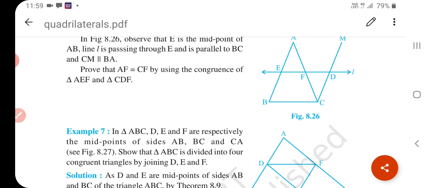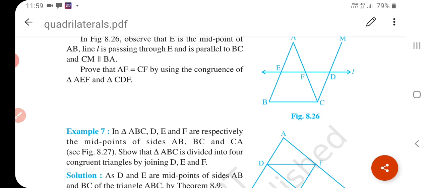The first theorem says that the line segment joining the midpoints of two sides of a triangle is parallel to the third side, and also it's 1/2. Whatever line segment you make from the midpoints, that is 1/2 of the side BC, meaning we can say that EF is equal to 1/2 BC. Okay, now the line drawn through the midpoint of one side of a triangle parallel to another side bisects the third side.